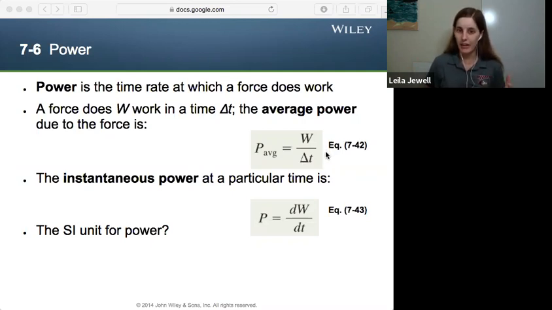We'll often assume that average is the same as instantaneous. So the instantaneous power at one particular time is where we can shrink that time interval down to an instant, and it just becomes a derivative. Power is the derivative of work with respect to time.